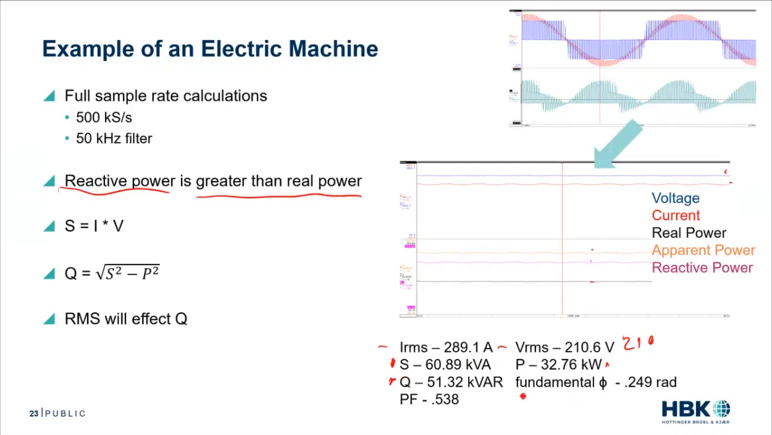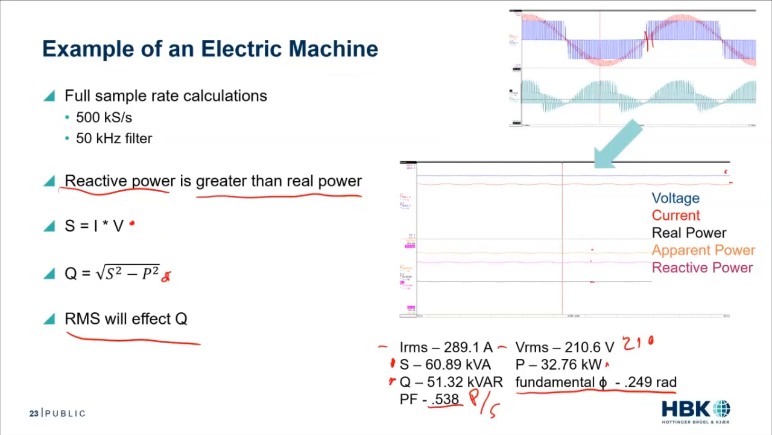And again, this is where I get a lot of questions, and we'll touch on some of this in a moment. Our fundamental phase, if we remember, is the phase shift between the 0 of my current and the 0 of my voltage. So this one's not changing. And my power factor, my P over S, is 0.538. Now, all of these were calculated with the exact same equations. S equals IV, IRMS and VRMS equations, Q equals S squared minus P squared. So we see that RMS is going to have a huge effect on Q.